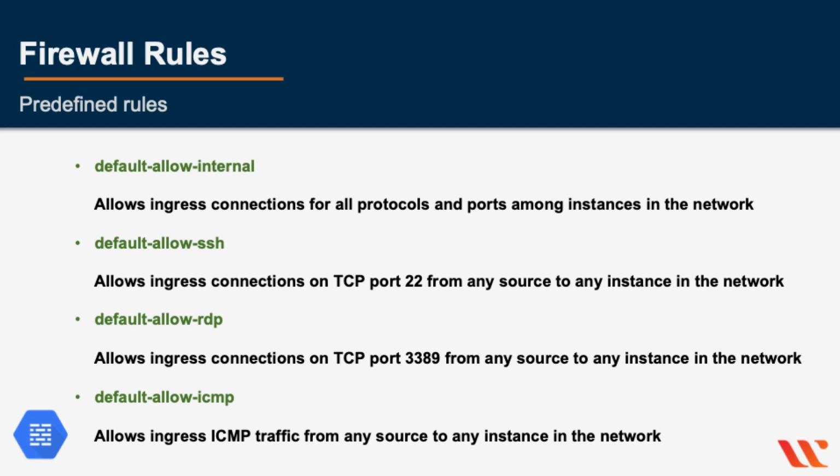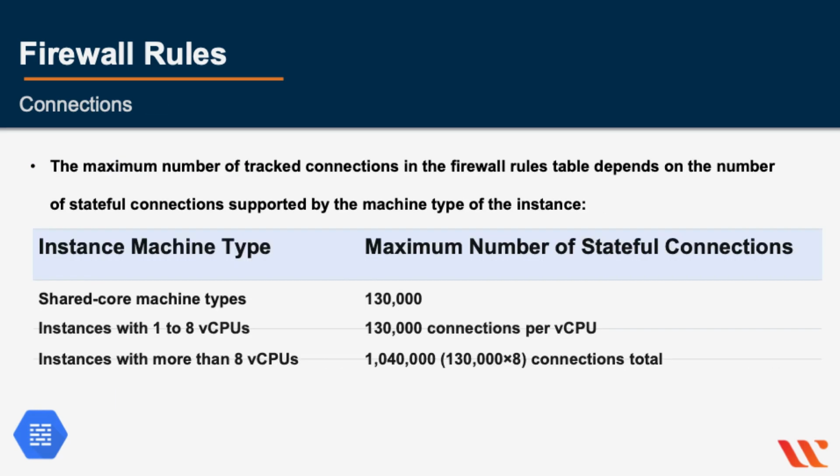and this allows ingress connections to TCP port 3389. And finally, the default allow ICMP, and this allows ingress ICMP traffic from any source in the network. The maximum number of connections that can be logged per VM instance depends on the machine type. The connection logging limits are expressed as a maximum number of connections that can be logged in a 5-second interval.